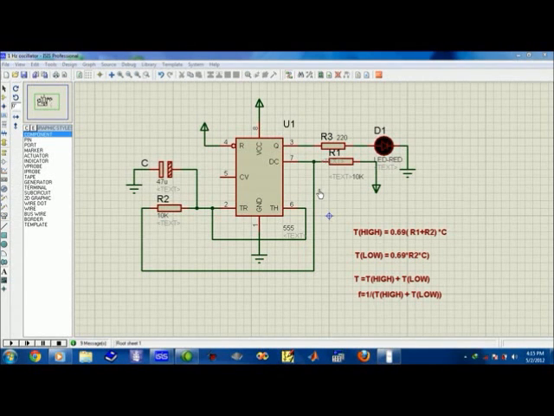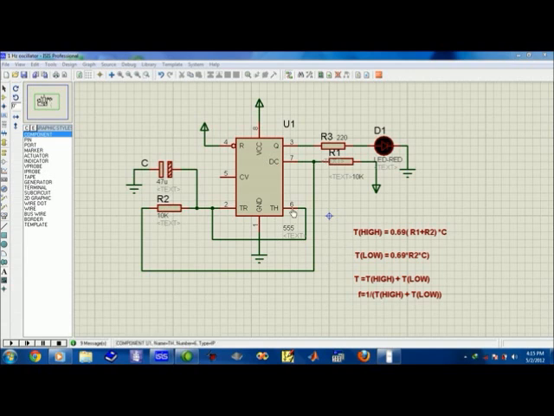The generated square wave is calculated from this formula, and the frequency of the square pulse will be calculated from this formula. Here T high means the time for the high pulse of the square wave, and T low means the time for the low pulse of the generated square pulse. These are calculated from this formula.